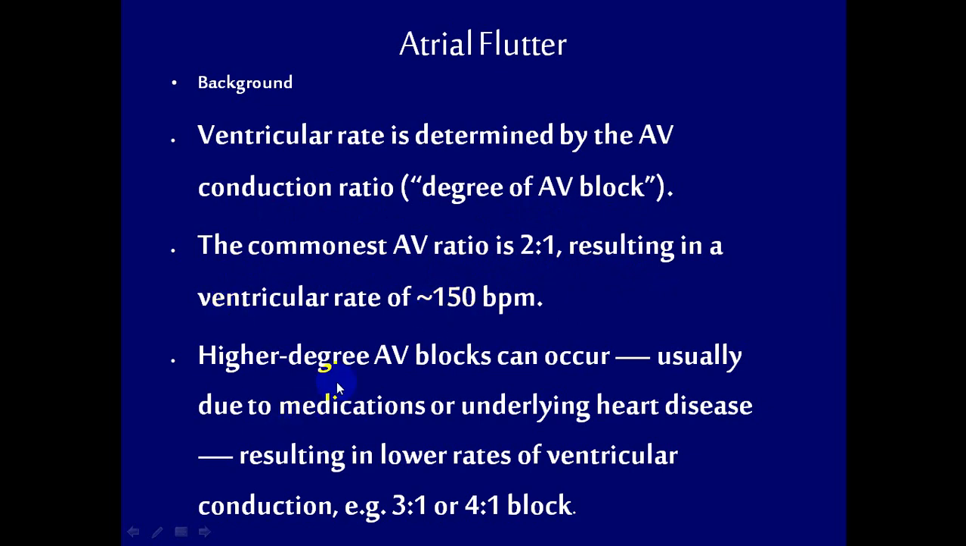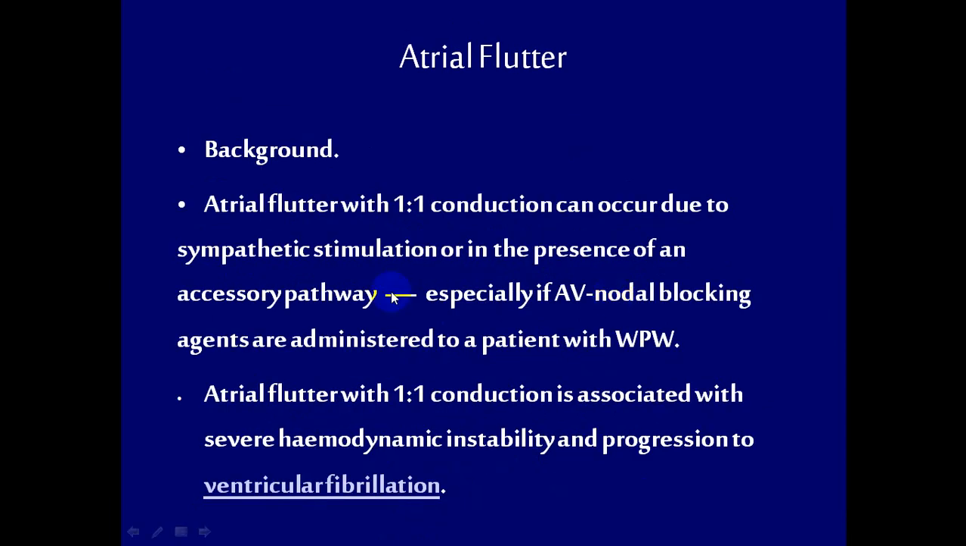And so, a higher degree of AV block can occur, usually due to medication or underlying heart disease, resulting in a lower rate of ventricular conduction. Example 3 to 1 and 4 to 1. If it's 300 atrial rate, 3 to 1 is 100. If it's 4 to 1, here is 75, and so on.